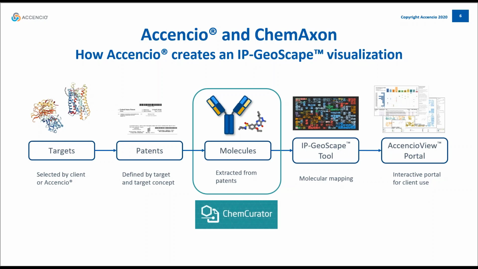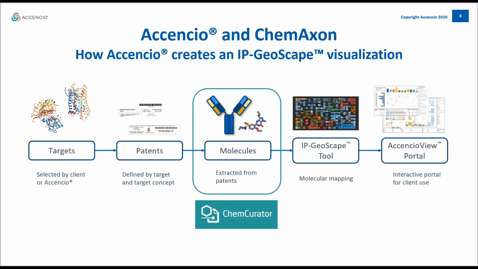Now, those two steps are relatively straightforward, but at Accencio, in our IP Geoscape product, we look at IP relationships based on molecular structure. And because of this, we need to extract the structures from the patents. This step is not straightforward, or at least hadn't been until ChemCurator. ChemAxon's ChemCurator product, there highlighted in the middle, allows Accencio to efficiently, accurately, and economically extract the relevant structures, whether they occur in the form of names or in the form of images.